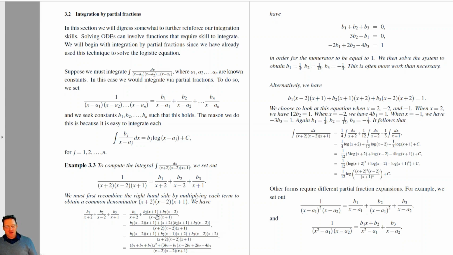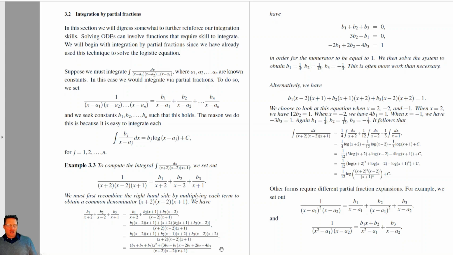So we expand the numerator and simplify that, and we can express it as (b1 + b2 + b3) x squared plus (3b2 - b1) times a single x minus 2b1 plus 2b2 minus 4b3. Now remember, we want this numerator to be equal to 1, okay? So we've got a couple of approaches from this point.